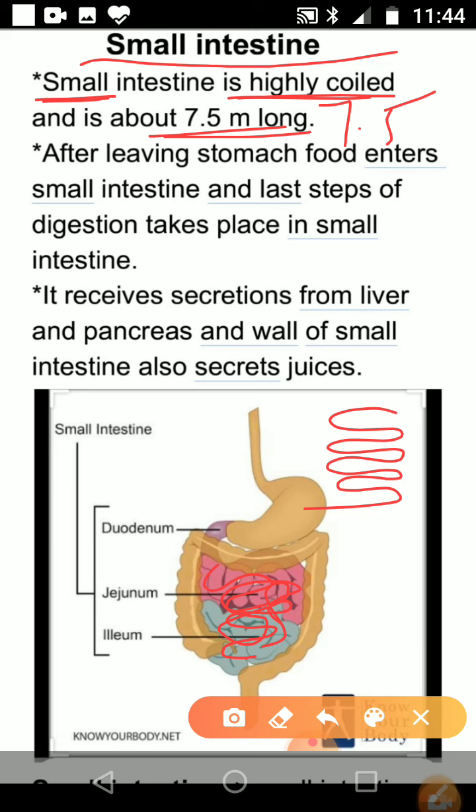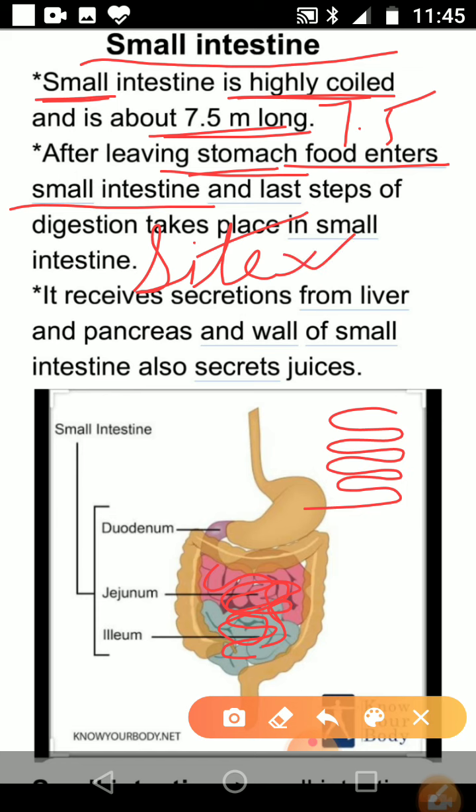And what happens in the small intestine? After leaving the stomach, the food enters the small intestine. So what happens in the small intestine? The complete digestion takes place. So it is also called the site for complete digestion. The food we eat, when it comes to the mouth and when it reaches the small intestine, is completely digested.